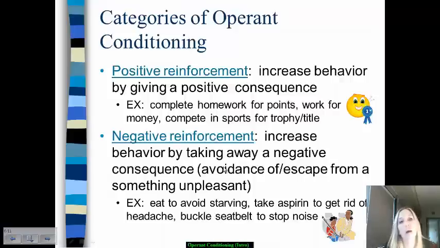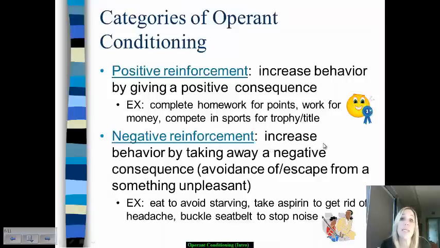Another example of negative reinforcement would be chapstick. Think about it. You put chapstick on your lips because no one really enjoys that feeling of dry, cracked lips. It's kind of uncomfortable and unpleasant. So we put chapstick on to get rid of that unpleasant experience. If the chapstick works and we don't have any dry, chapped lips, we're going to continue to use that chapstick, and so there's an increase in that behavior.